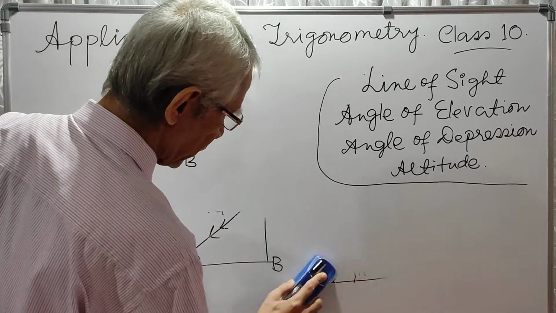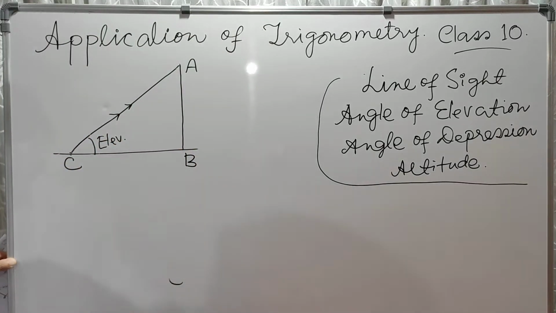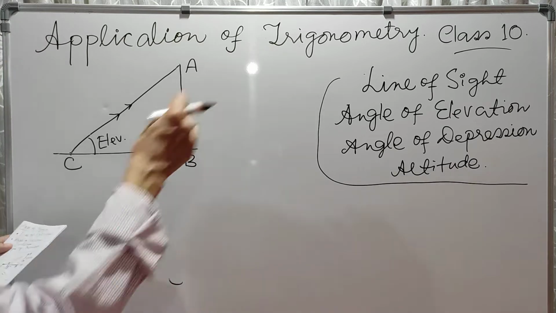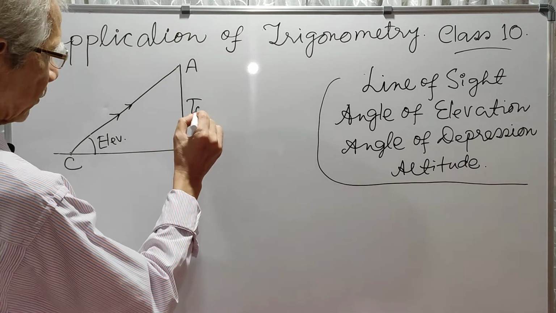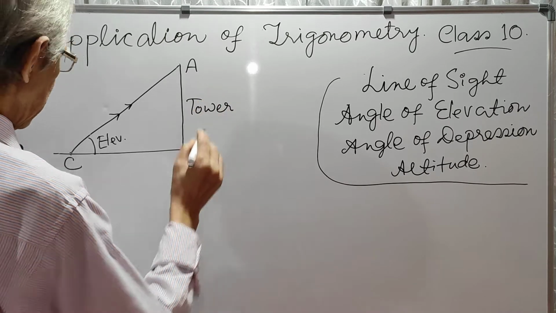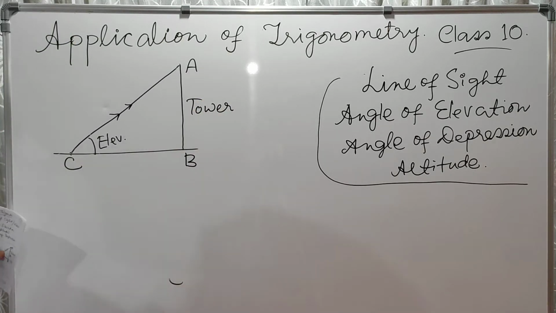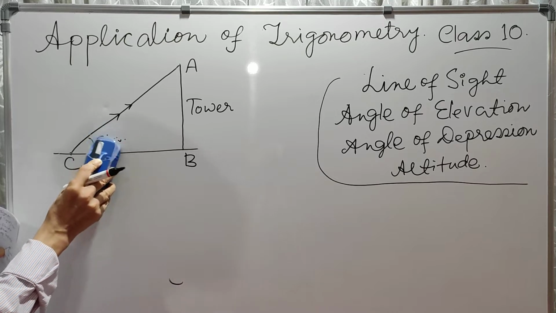Okay. Now consider this first example. Suppose this is a tower. AB is a tower, and this angle of elevation is 30 degree.